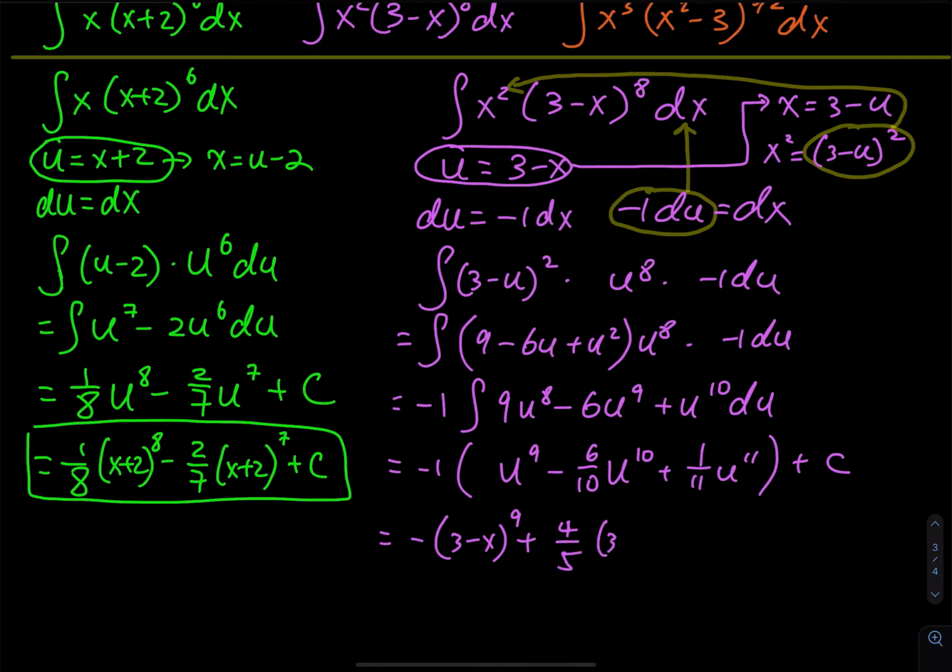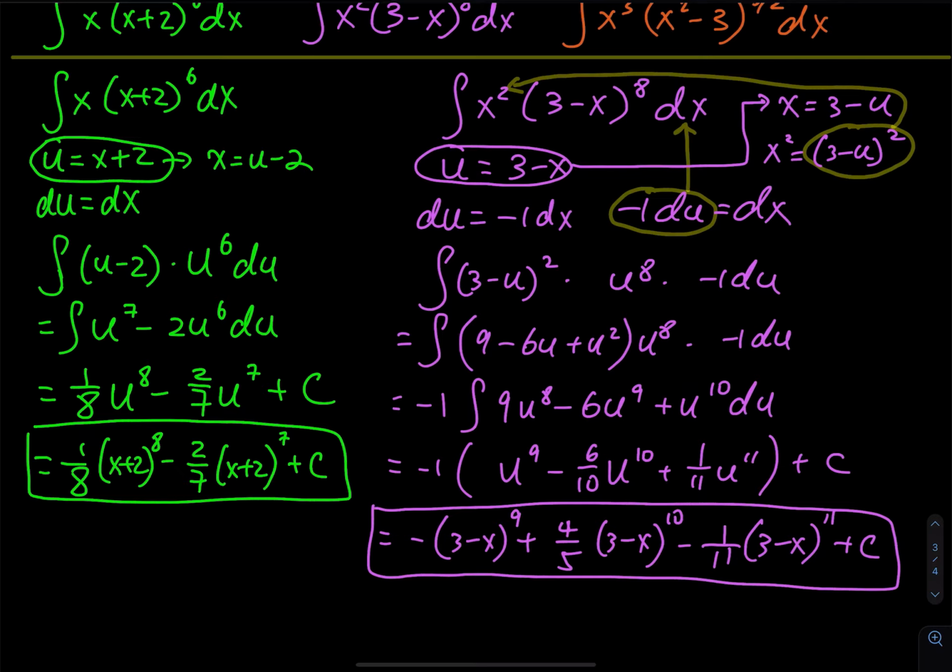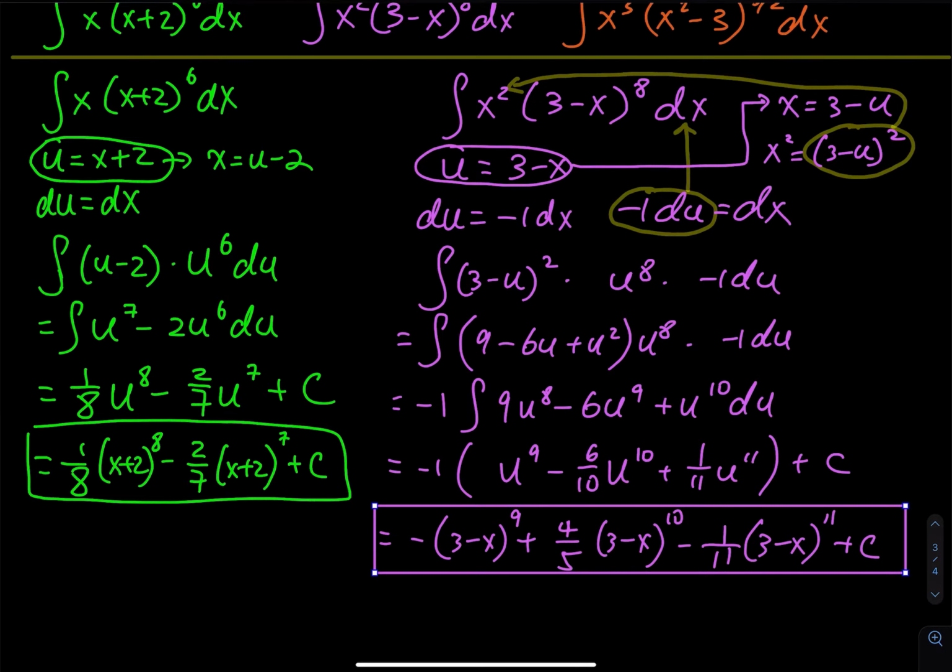And then 3 minus x to the 10th power minus 1 over 11, and then 3 minus x to the 11th power plus c, and then this is done. All right, let's take a look at the next one. The next one, the hidden step, is very tricky. So moving on to the last problem.